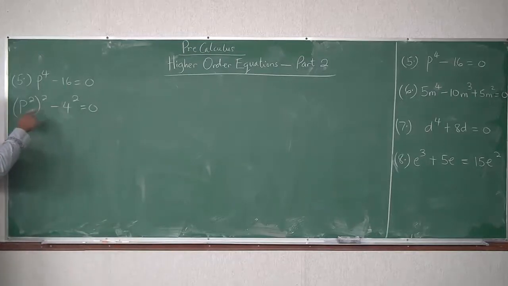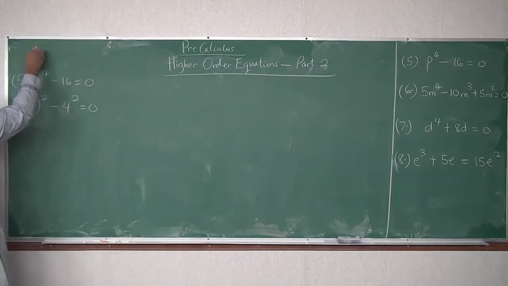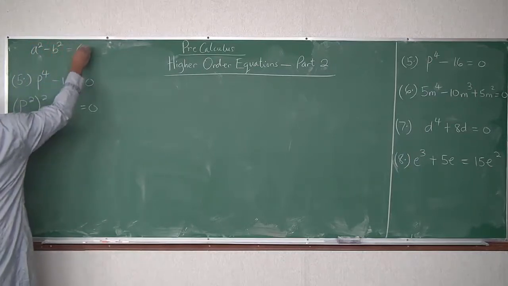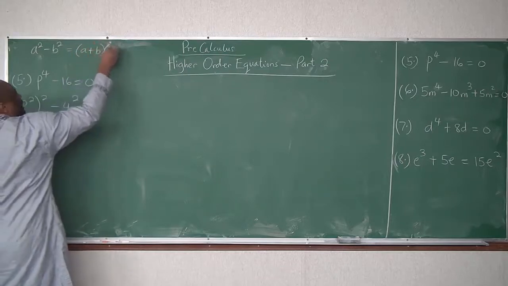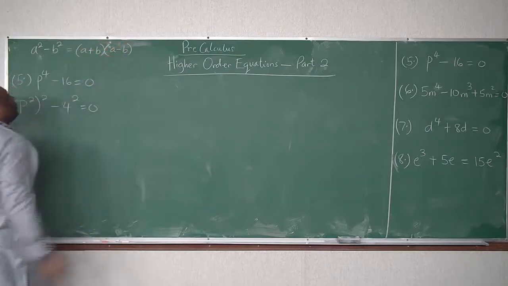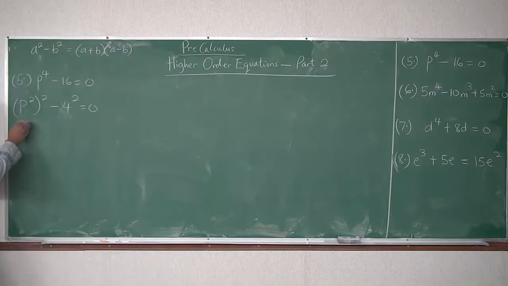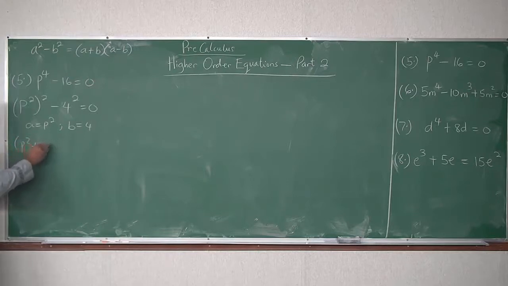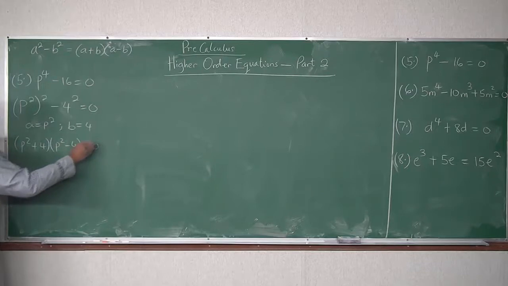Remember, if you have a difference of two squares, a squared minus b squared equals a plus b times a minus b. So in this case, what is your a? A is p squared, and your b is 4. So you now have p squared plus 4 times p squared minus 4 equal to 0.